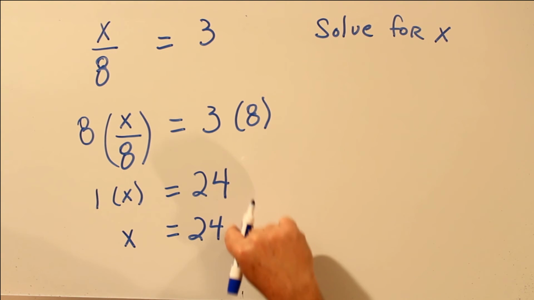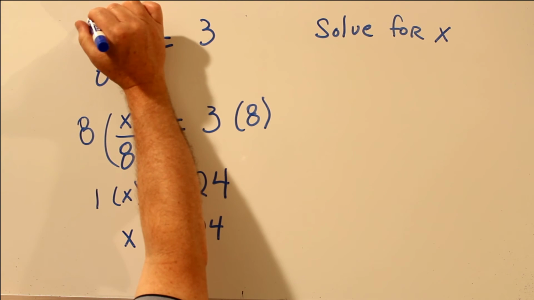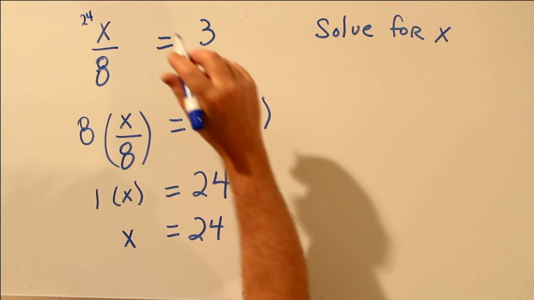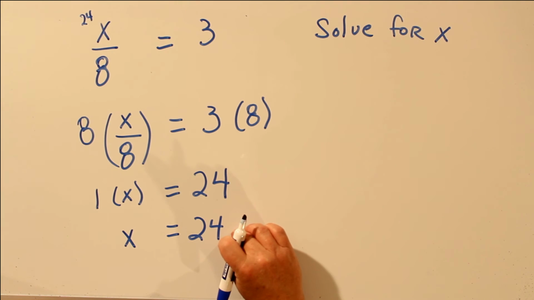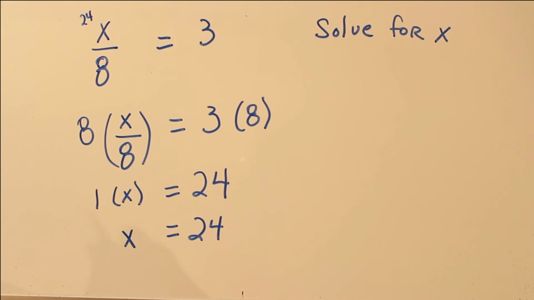Because if we put 24 back into our original equation, 24 divided by 8 equals 3. And 3 equals 3. So x equals 24 makes this equation true for x.